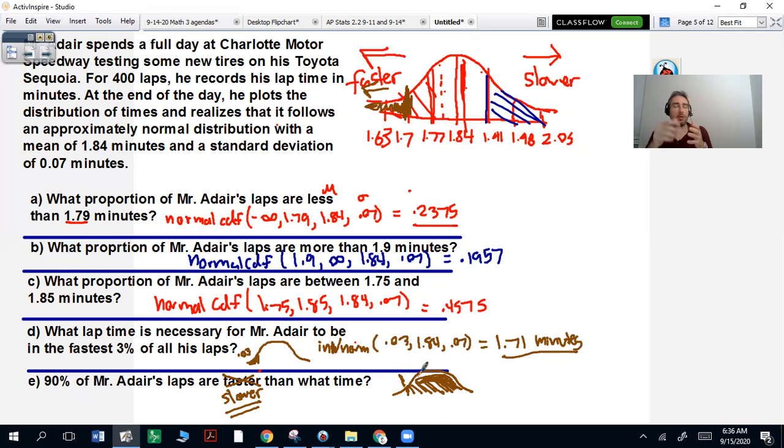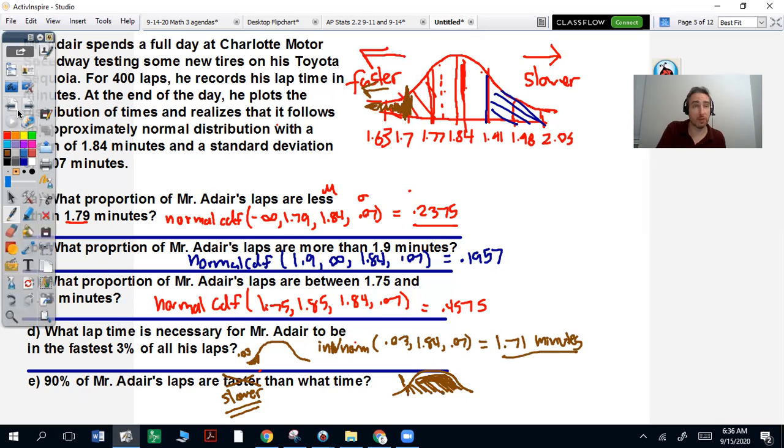But when we're talking about the inverse norm, we always want to deal with the area to the left. Sorry, my camera is the opposite, so it's just fooling with me. So to the left of the curve. So you'd want to really think about this problem here. Okay, what's the bottom 10%, and then everything else is slower than that. So you do the inverse norm with 10%. 0.1, 1.84, and 0.07. So let's do that real quick.